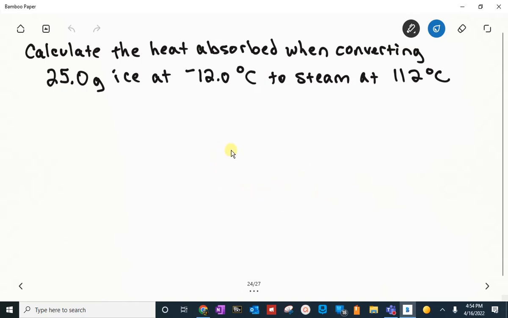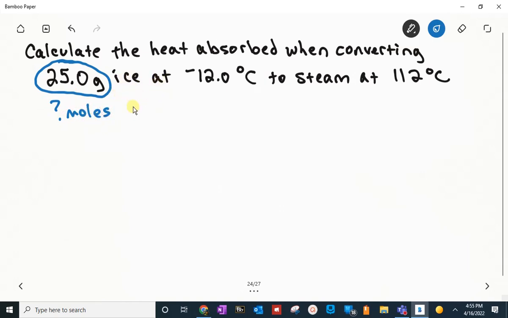Okay, so we need to calculate the heat absorbed when converting 25.0 grams of ice at negative 12 degrees Celsius to steam at 112 degrees Celsius. So before we do anything else, first let's find out what this means by 25.0 grams of ice. We need to find out how many moles of ice we have.